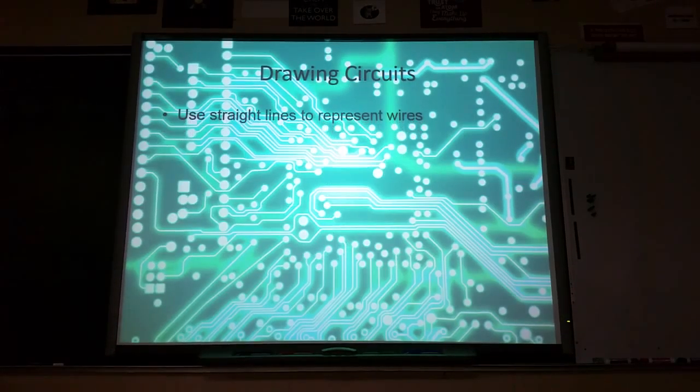First thing is, whenever we're drawing a wire between two things, we try and keep those as straight lines. We don't want wavy lines going all over. It makes it very hard to follow and to understand. Whenever we get to a corner, we're going to try and do it at a right angle whenever possible. In general, a lot of our circuits will look like squares or boxes.